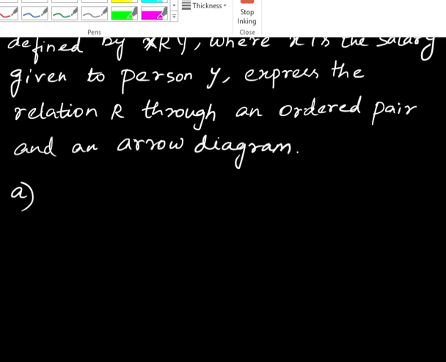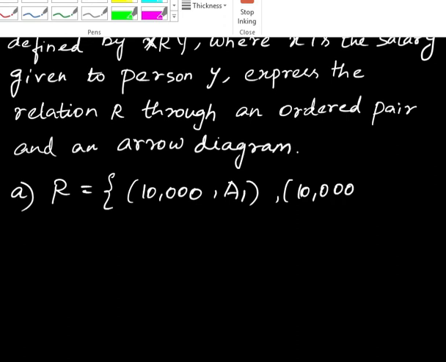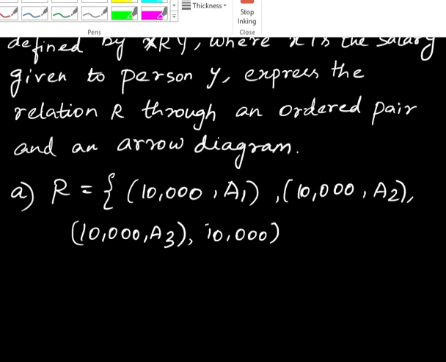So when you are writing the ordered pair, write R is equal to, open the flower bracket, so 10,000 is for assistants, that is A1, A2, A3, A4 and A5. So now you have written for assistants. Now you need to write for clerks. For clerk, the salary is 25,000.